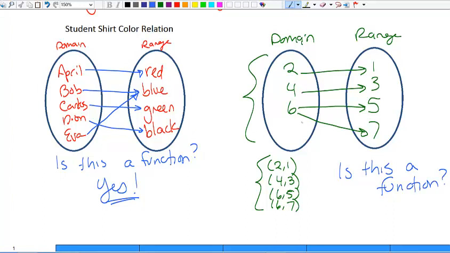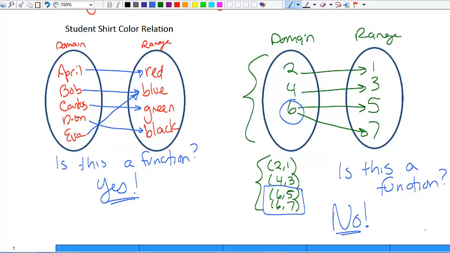Well, the answer here is no. And the reason it's no is because this 6 is corresponding to both the 5 and the 7. That problem right there is not allowed in a function. Remember, the definition of a function is that every element in the domain, every element in the first set, can correspond to exactly one in the range. Well, this 6 is trying to be mapped to the 5 and trying to be mapped to the 7 at the same time.